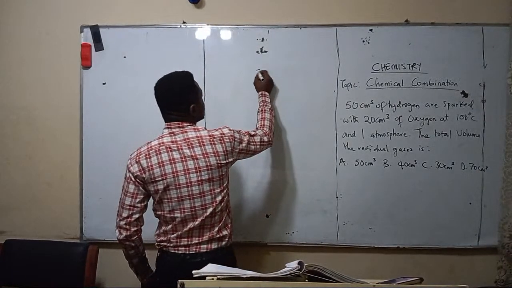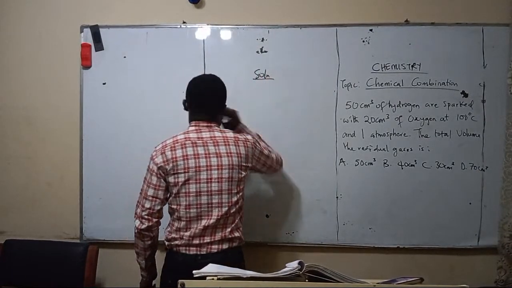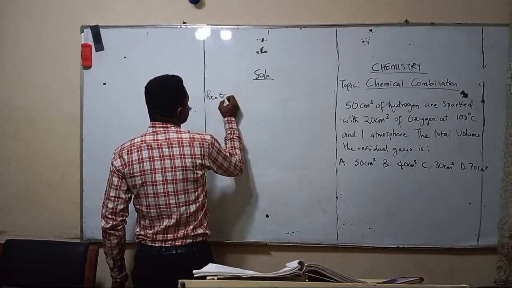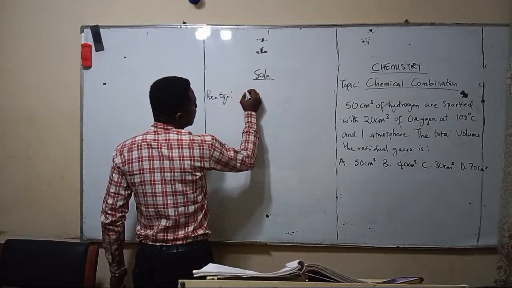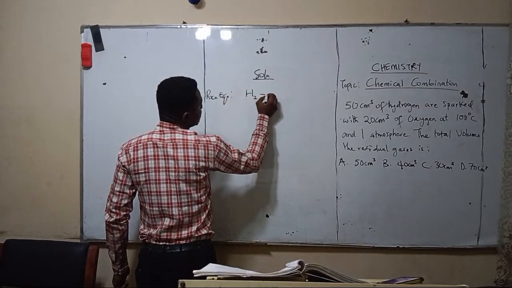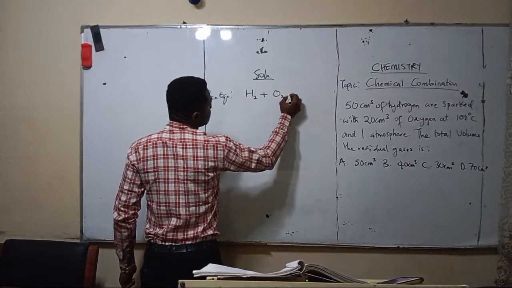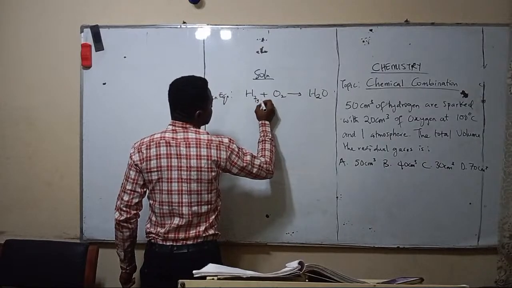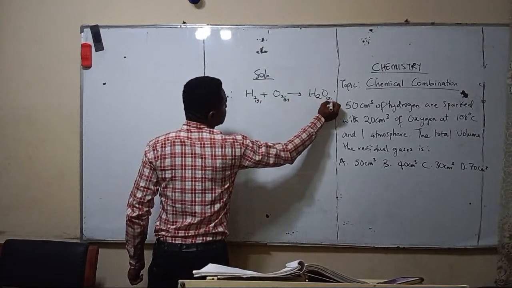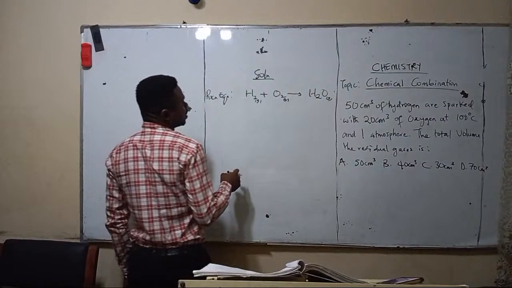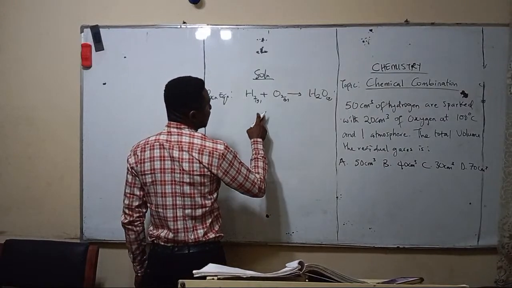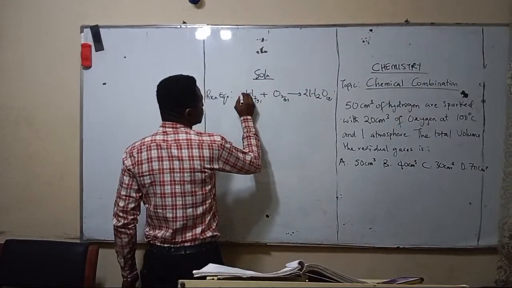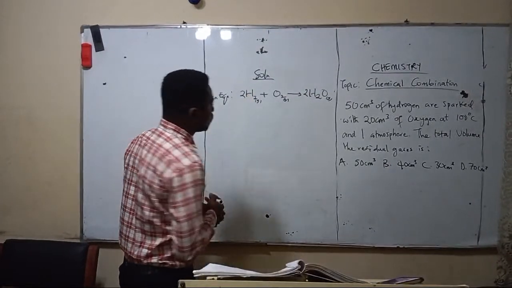So let's solve the question. Let's start from the equation of the reaction. The equation is hydrogen plus oxygen will give us what? This is gas, gas, gas. So if this is balanced, 2 should be here, making that oxygen 2, hydrogen, so 2 should be here, making us hydrogen 4. So it's balanced.